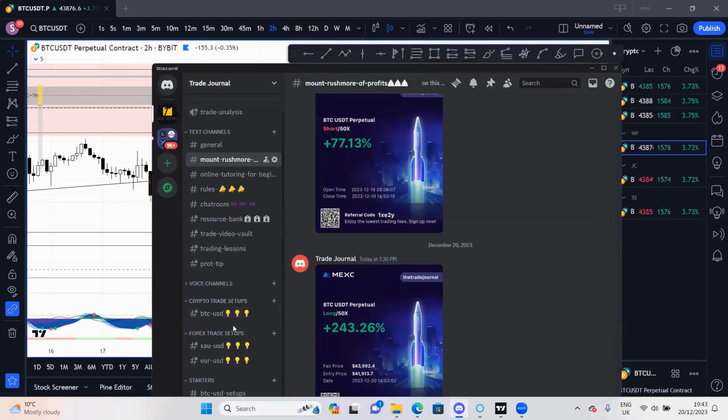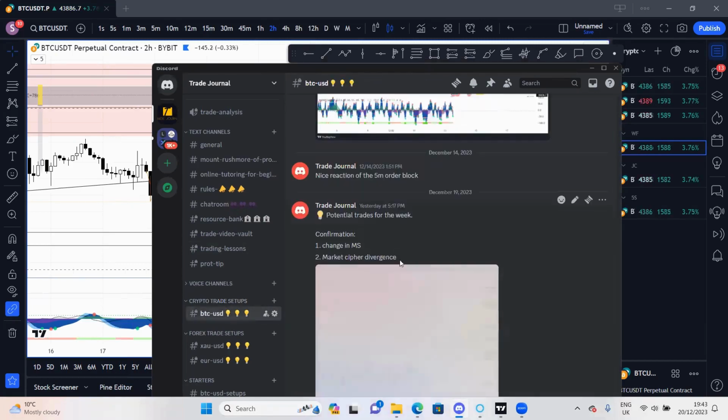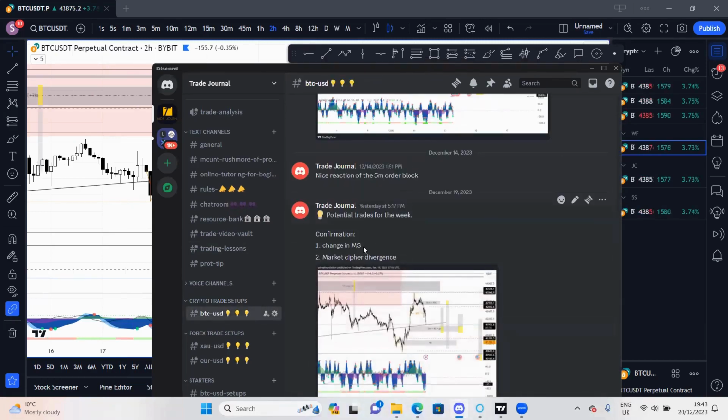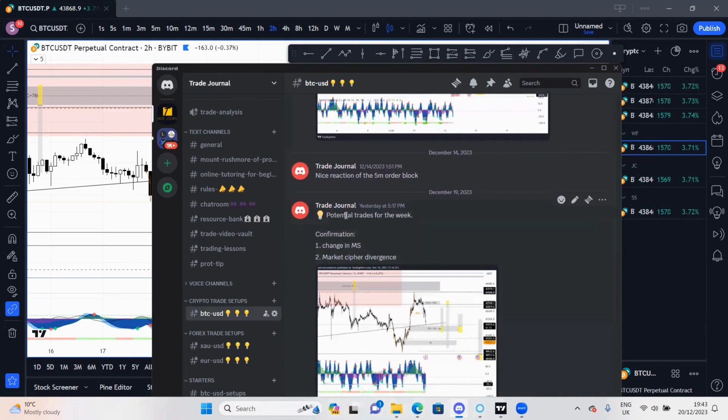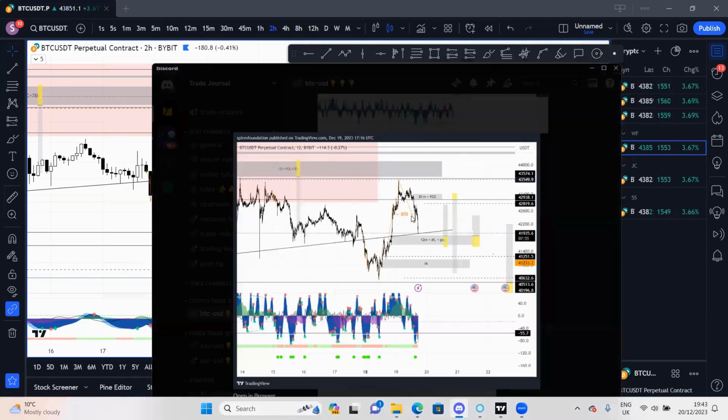So let's have a look at exactly the signals that we were given for these trades. Over here we've got potential trades for the week, which was posted yesterday actually. For potential trades, we're looking for confirmations in market structure, a change in market structure, and market cipher divergence. That could be a bullish divergence in the case of a long, or a bearish divergence in the case of a short. And we've got our POIs, our areas of interest.